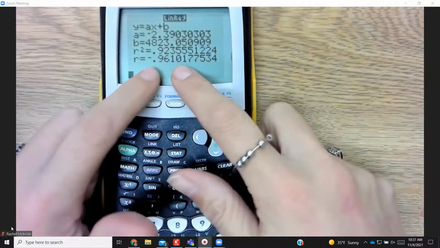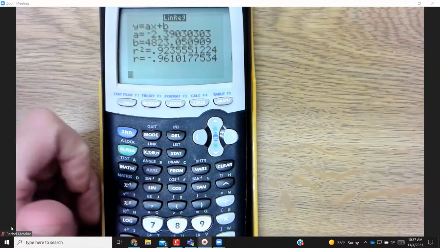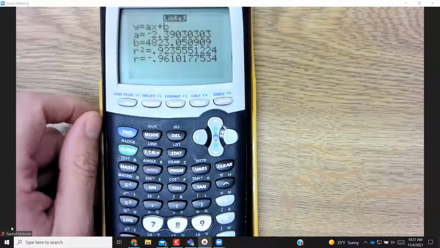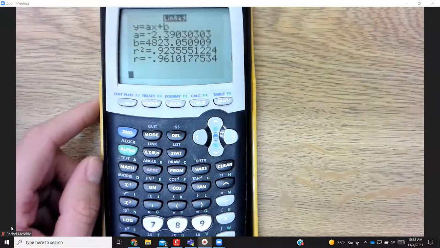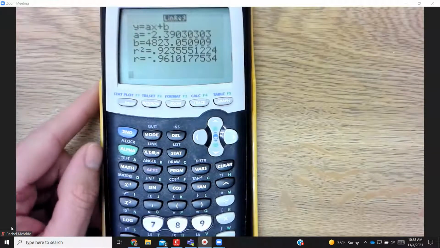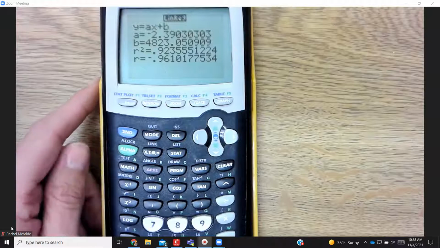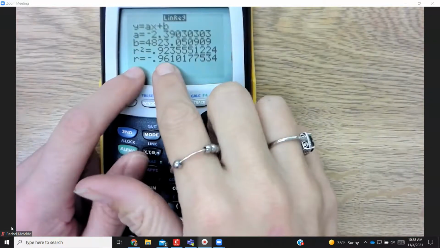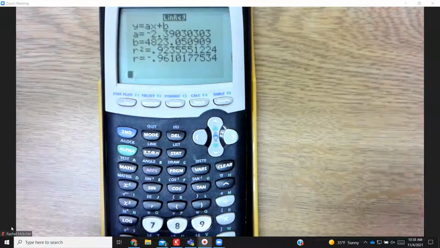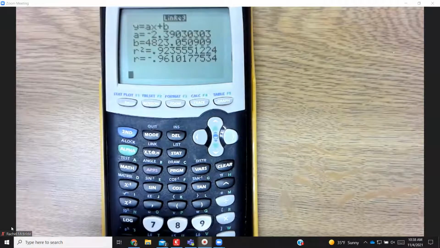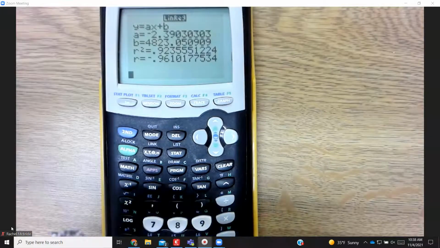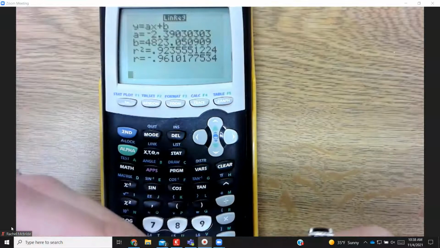So you asked about like the negative. So in this case, your R is negative. So that tells me I have a negative correlation. And you can also look at your slope, which is negative. So this R value is 0.96. That's pretty close to 1. So this has a strong negative correlation.